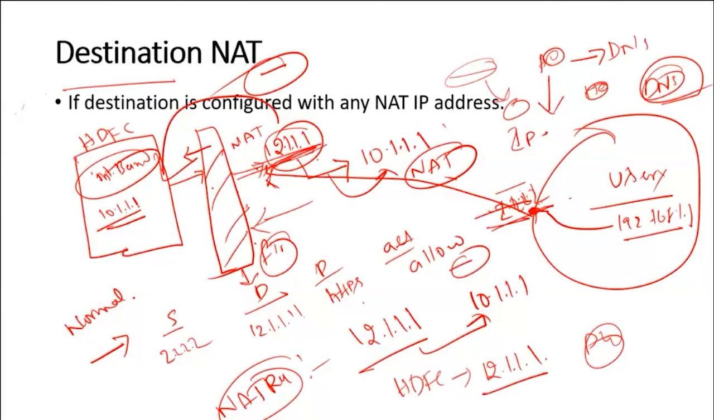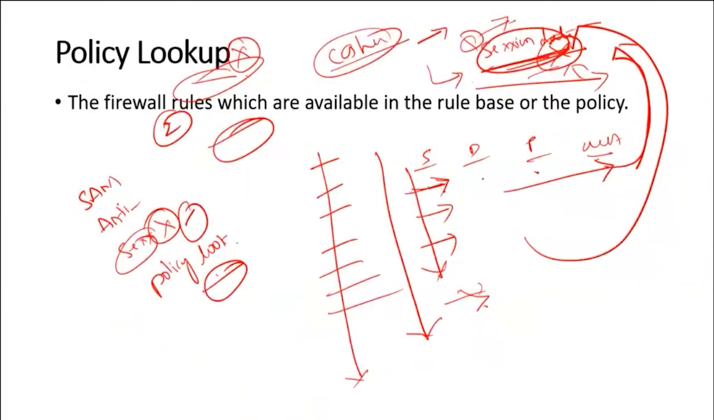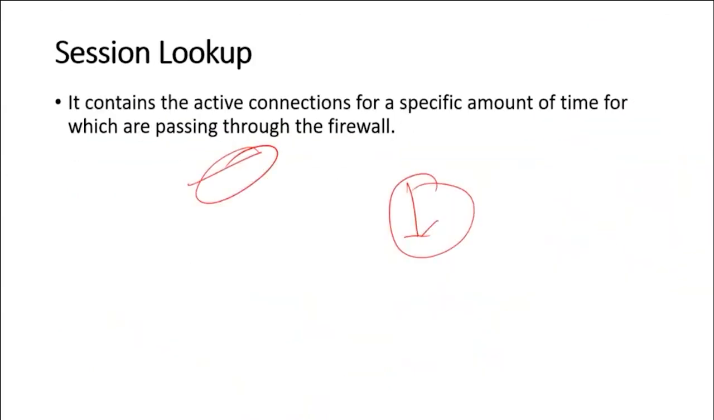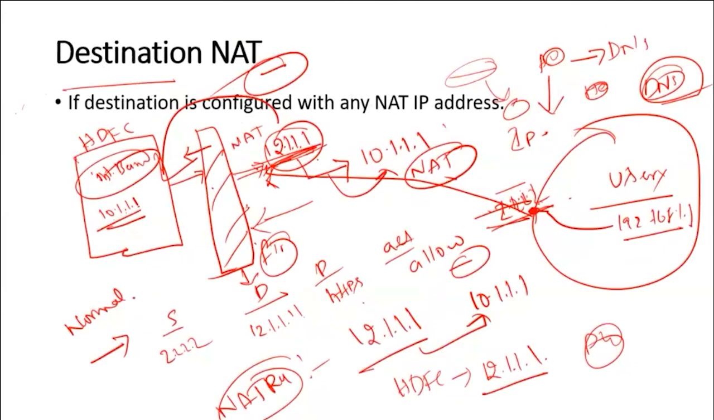Yeah, Harsha. So first it will check the SAM database, anti-spoofing, session lookup, policy lookup, and destination NAT. If destination NAT is not available, for example in internal to internal communication, then it will bypass this, that's it. If it is configured, then it will check it. Okay, if not, it will bypass it.